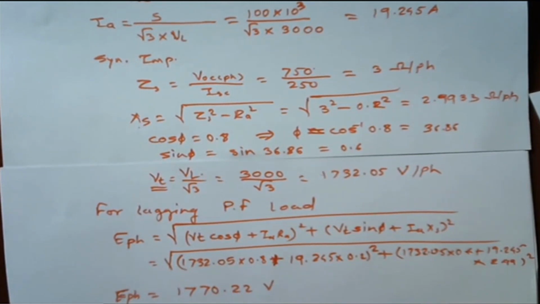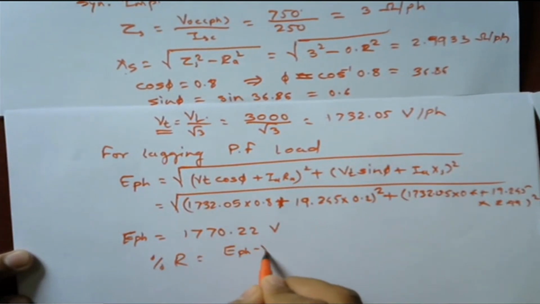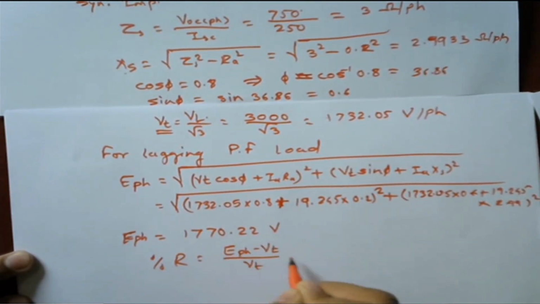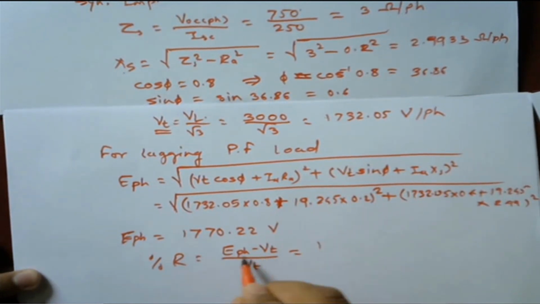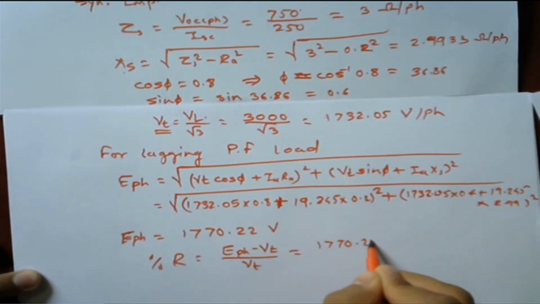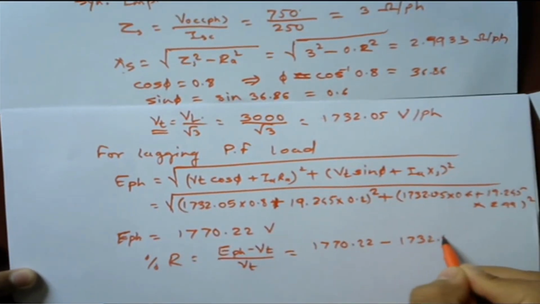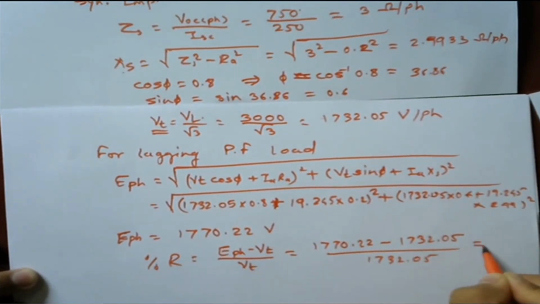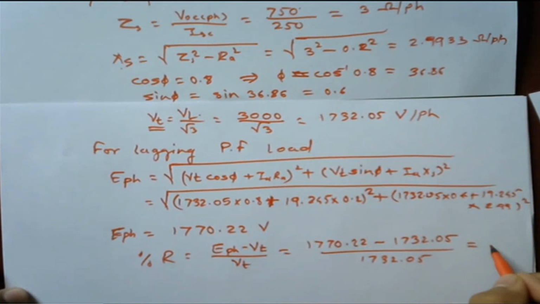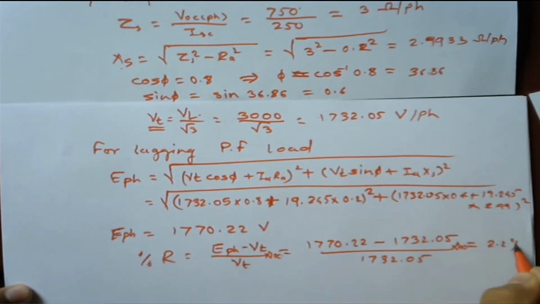And percentage voltage regulation is equal to (EPH minus Vt) upon Vt into 100. So this is equal to how much? EPH is equal to 1770.22, Vt is equal to 1732.05, divided by 1732.05, into 100. So it is 2.2%.